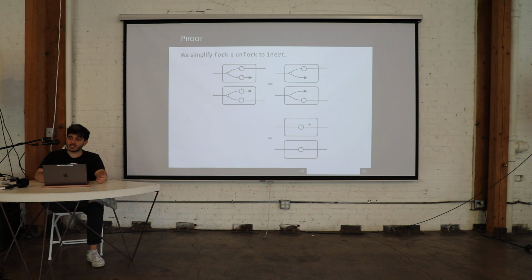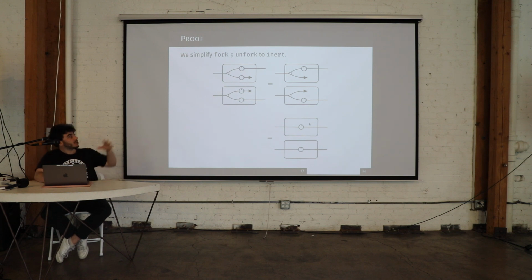So how do we prove that these are isomorphisms? Well, we want to show that one composed with the other gives you the higher order identity. Well, the higher order identity, remember, is inert. And this is how you do it. So here we're going to plug unfork into fork. Sorry, we're going to plug fork into unfork.